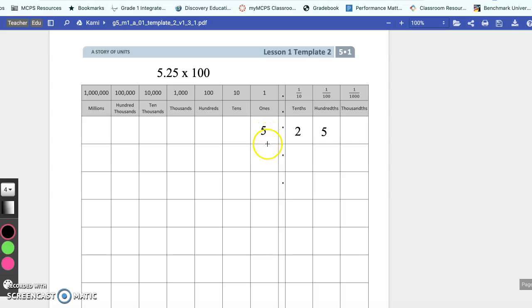2 zeros, I'm going to move over 2 places on my place value chart. Again, this is a special strategy. So if I have 5 ones and I move over 2 places on my place value chart, I now have 5 hundreds. If I have 2 tenths and I move over 2 spots on my place value chart, I now have 2 tens. And if I have 5 hundredths and I move over 2 spots on my place value chart, I have 5 ones.